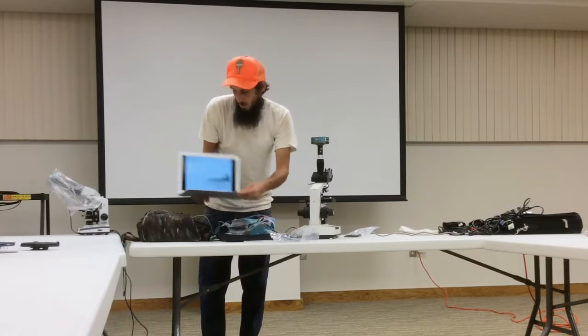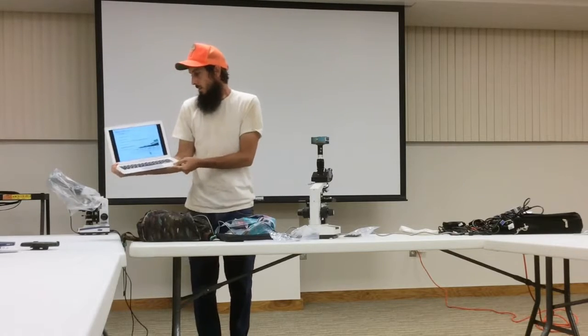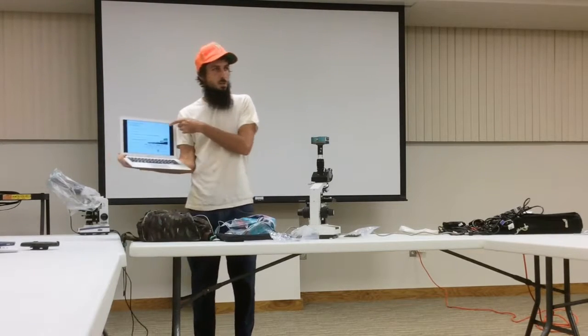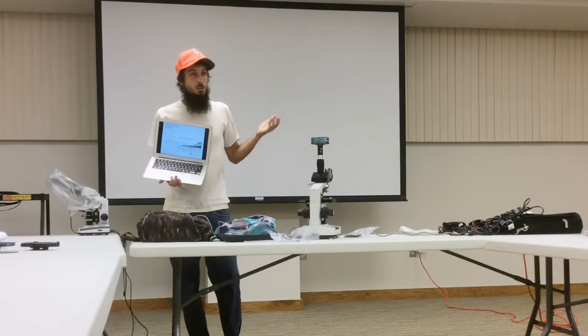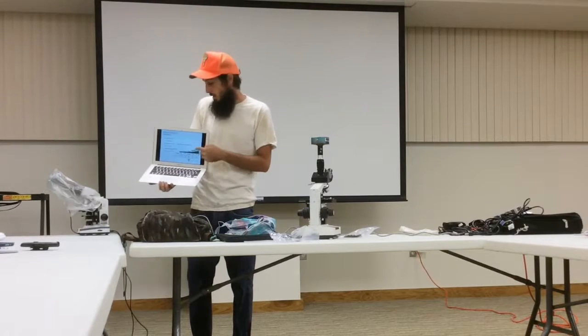So this next slide here says biology in a 600 to 600 soil sample, which what that means is the biology where I have 600 micrograms of bacteria and 600 micrograms of fungus in a sample per gram, I guess. And that's the ideal conditions that we want for most of the crops we're growing. So if we're growing taro or sweet potatoes or cassava or crops like trees, coffee trees, those types of things, that's the range we want to be in.